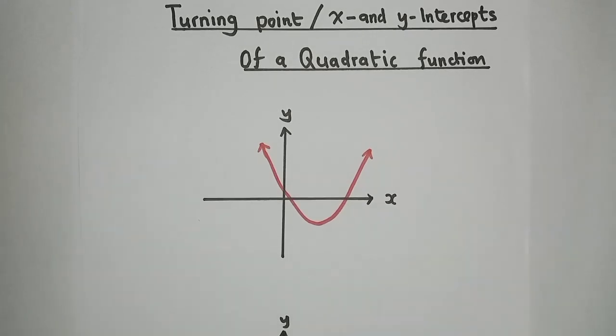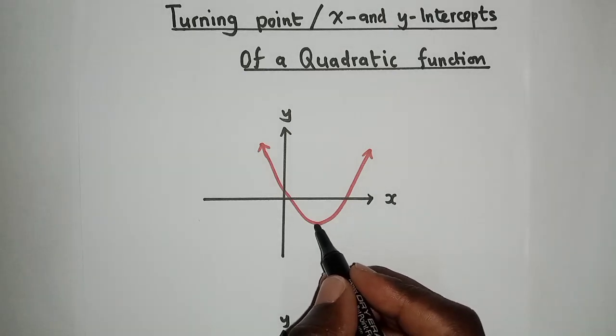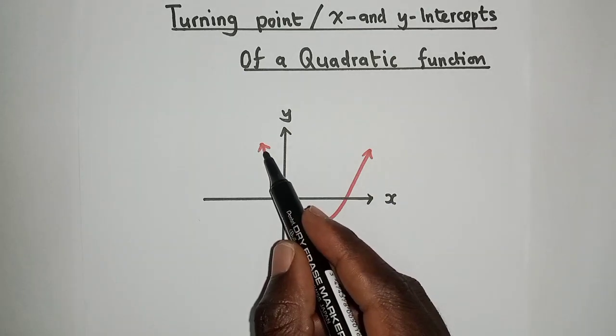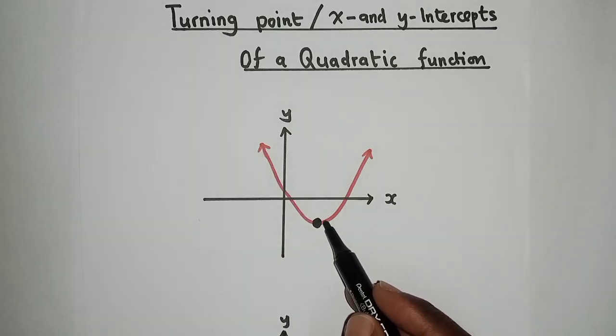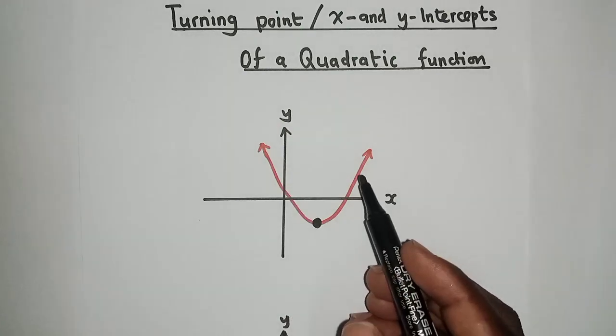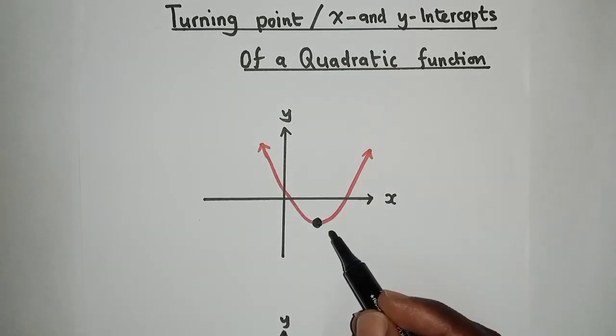Okay, so in this video, our focus will be on the turning point, x and y-intercept of a quadratic function. All right, so when we talk about the turning point, we are simply referring to this point right here. This is a turning point. So the graph is coming like this, it makes a turn. So where a graph is making a turn is what we call the turning point.